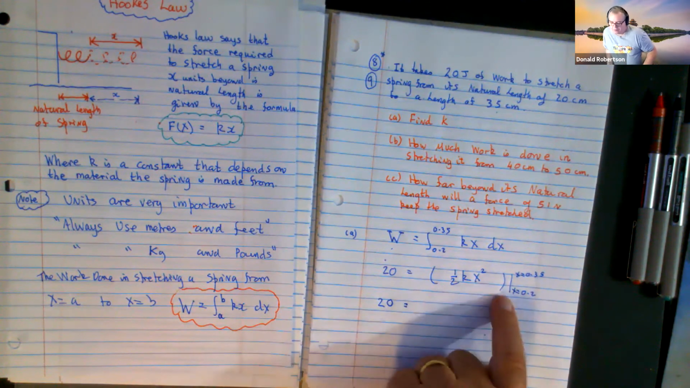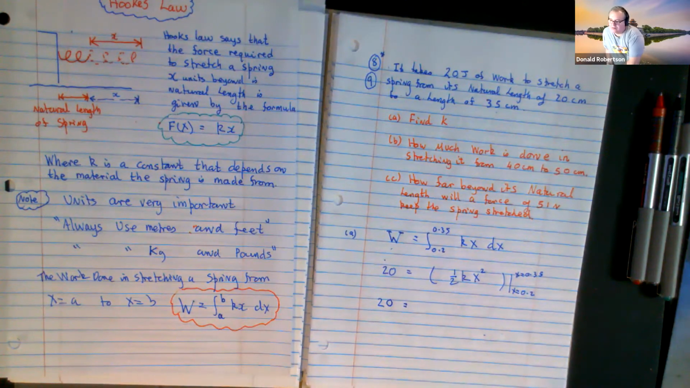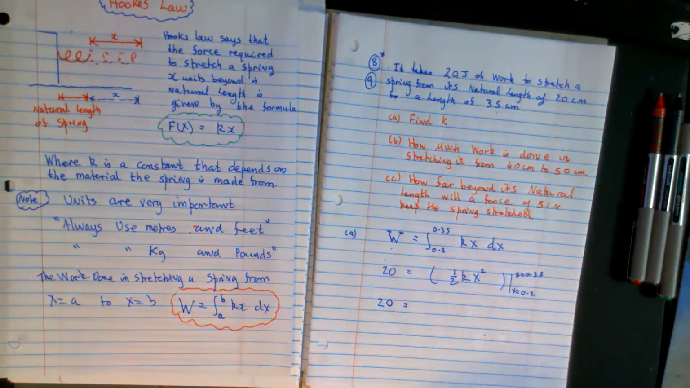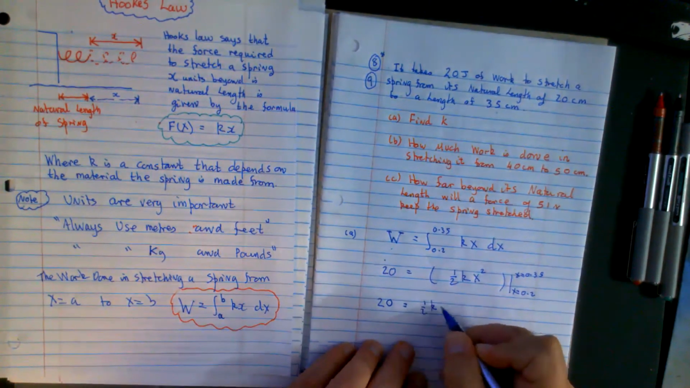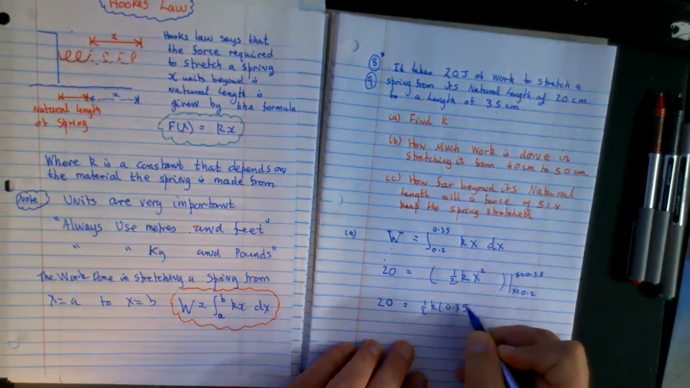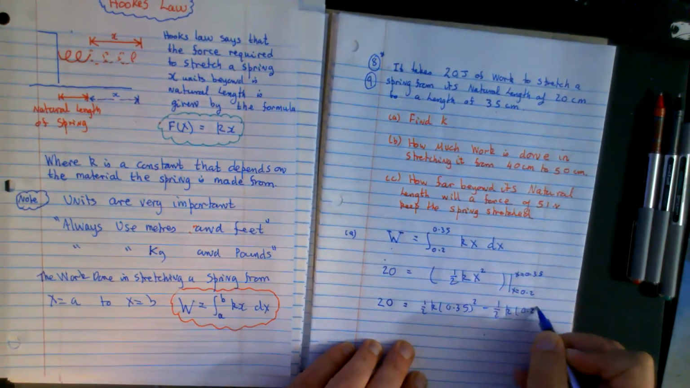I've written this down. What's my next line of working going to look like? You would just plug in the limits into X. So then you'd have the 0.35 squared and the minus 0.2 squared. That seem reasonable?